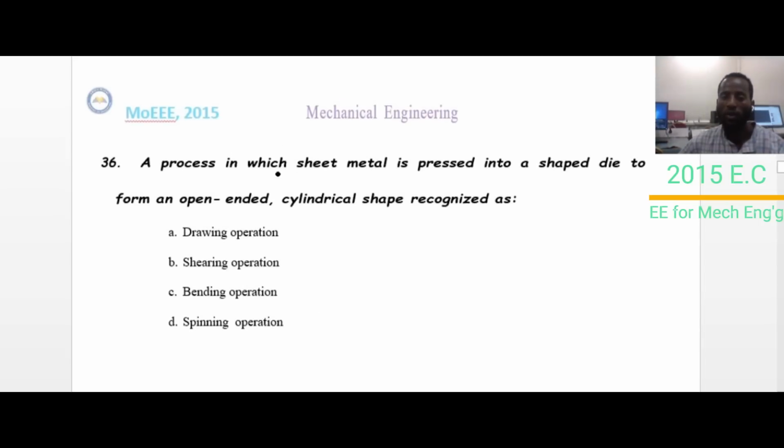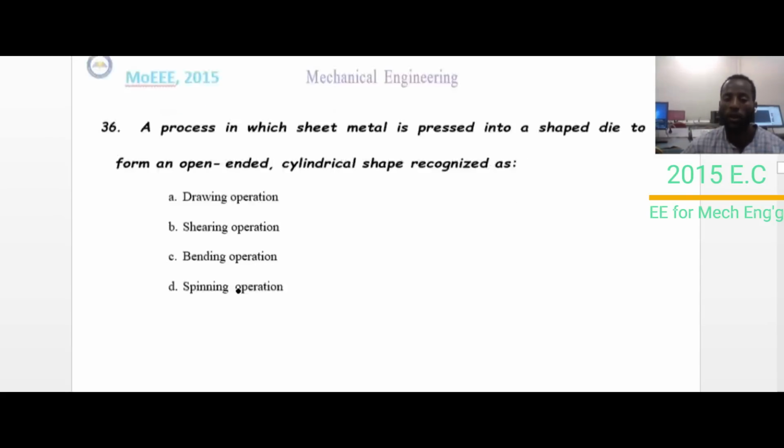The next question: a process in which sheet metal is pressed into a shaped die to form an open-ended cylindrical shape is recognized as: A. Drawing operation, B. Shearing operation, C. Bending operation, D. Spinning operation. So let's see each type of operation.